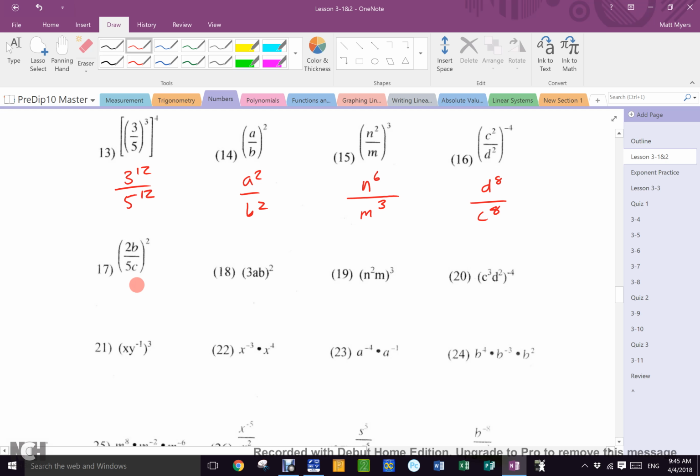2b squared over 5 c squared. So close. 2 squared. There you go. 4b squared over 25c squared. C squared. There we go.